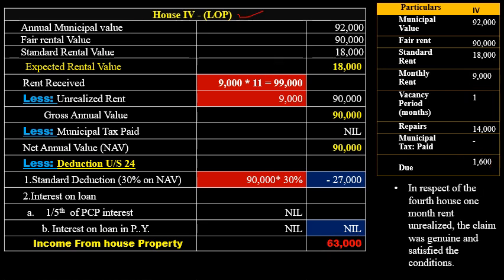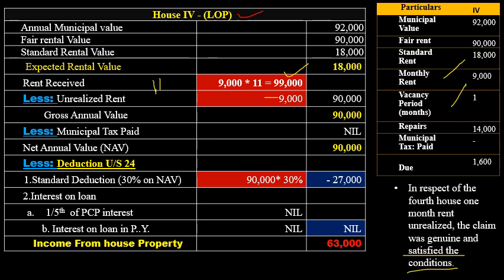Next, the fourth house is also a let out property for the previous year. Expected rent for this house is 18,000. For rent received, the total let out duration is 11 months, with 1 month vacancy. So monthly rent is 9,000, and the total rent to be received is 99,000. In that, 1 month rent could not be realized by the SSC due to some reason, and the SSC satisfied the condition so that you can treat it as unrealized rent.